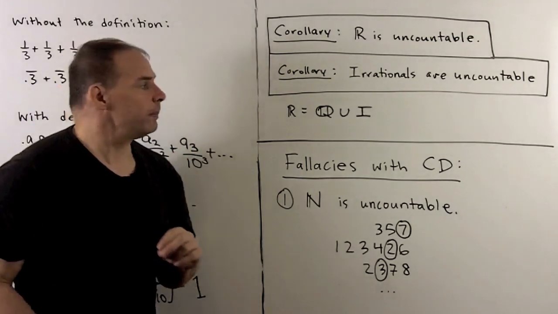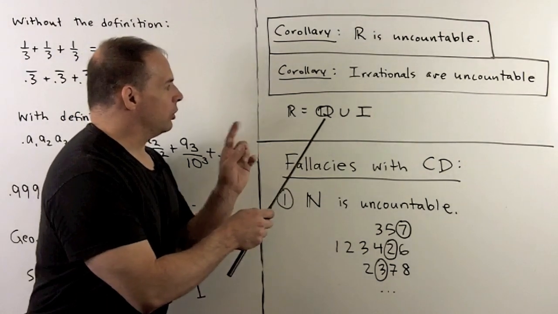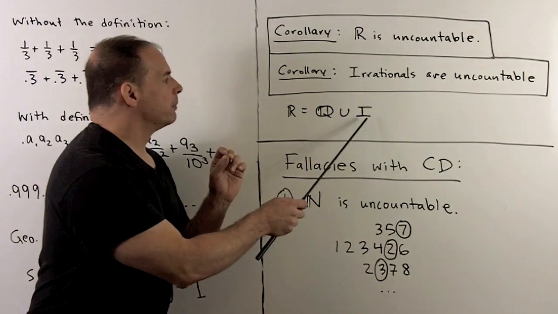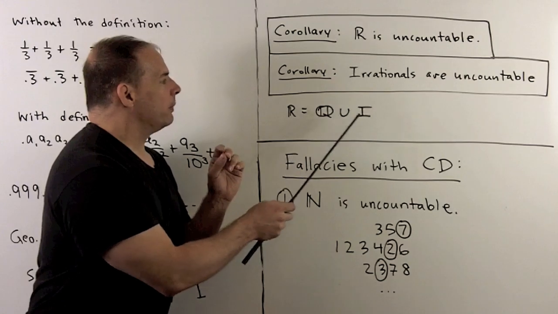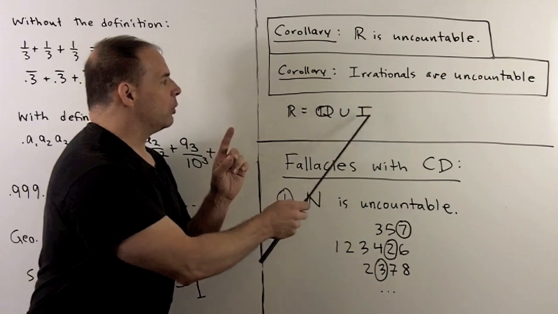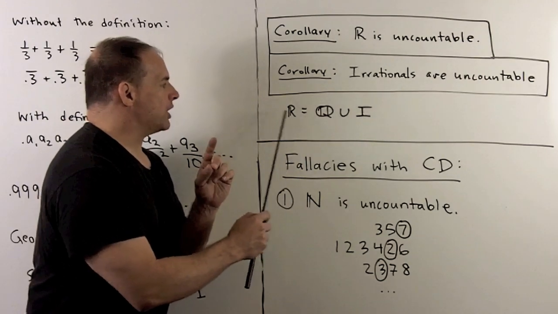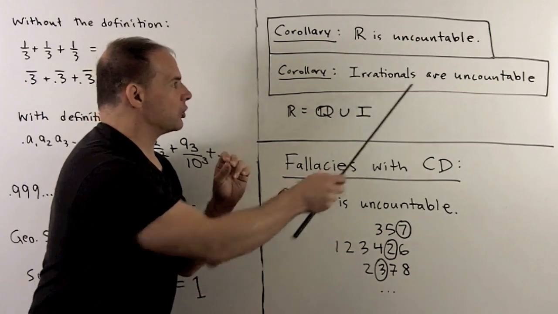If they were countable, well, the reals are equal to the union of the rationals and irrationals. So if this was countable and this was countable, then their union would be countable, but we now know that R is not countable, so that means the irrationals are uncountable.